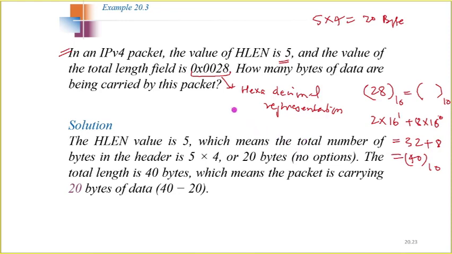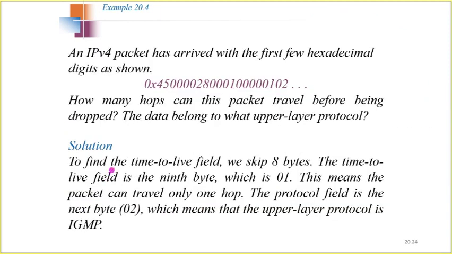So it is saying 20 bytes is the header, and the total length field covers the header and data together. So header and data is 40. It is asking how many bytes of data are being carried in this packet. So 20 is the header, the total is 40, so 20 will be the data. 40 minus 20 will be the data. So these are the basic questions.